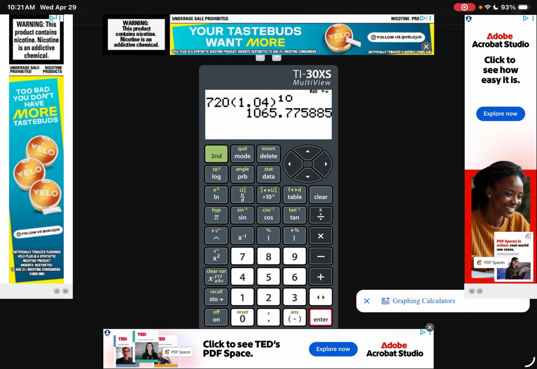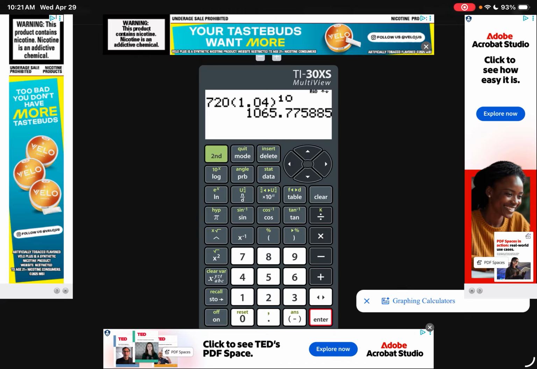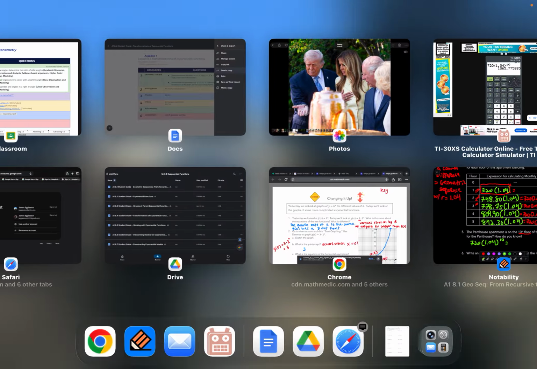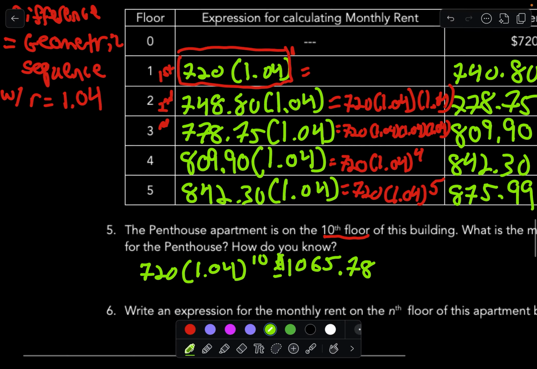It's 1065.775885. But since we're talking about money, we're going to write that as 1065.78. We're going to round in the hundredth place because that's the pennies. So this comes out to be 1065.78. So if you lived on the 10th floor penthouse, you're paying $1,065.78 a month.